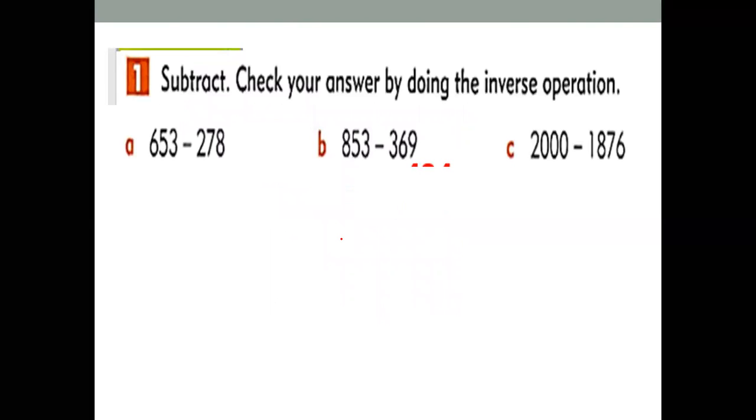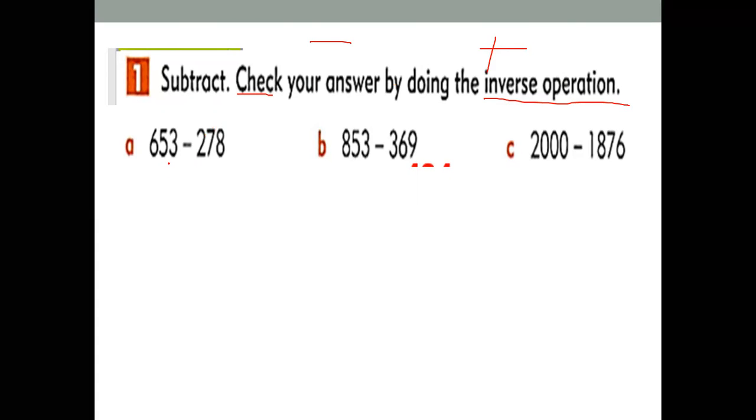Now, how about if we are going to subtract and check our answer by doing the inverse operation? What does it mean? Inverse operation means the opposite of subtraction. It's addition. So when we subtract a number, how do we check? We need to add our difference and the second number. Okay, let's do this.